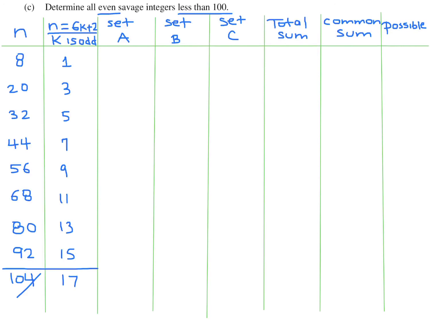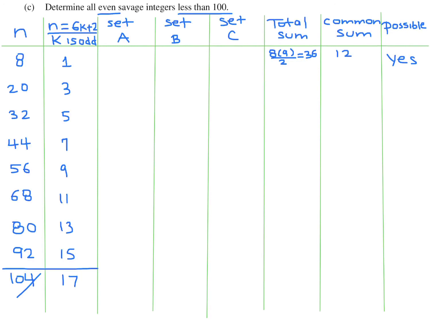All right, let's proceed. So the first one, this one actually we figured out was a savage number in part A. So possible, yes. But let's revisit it. It doesn't hurt. The total sum, if you remember, n is 8, right? So the total sum would be 8 times 9 divided by 2, which is 36. And the common sum, of course, was 36 divided by 3, which is 12. And what I always like to do is concentrate on set C. Set C helps me the most.